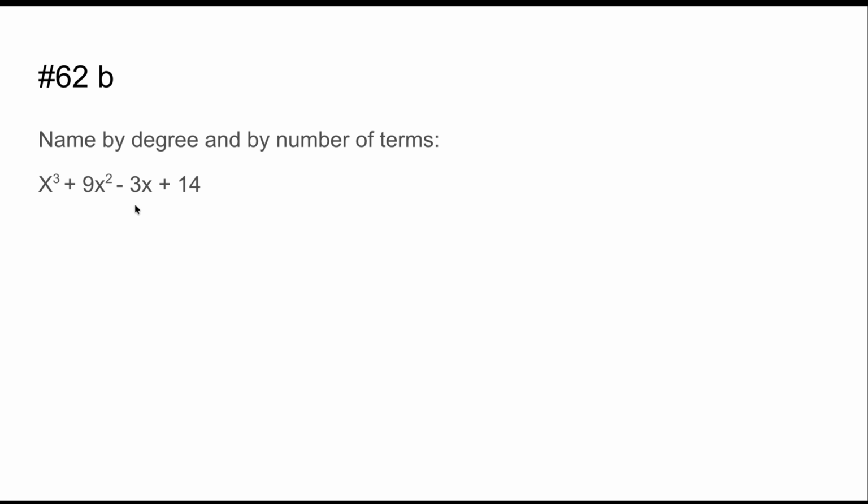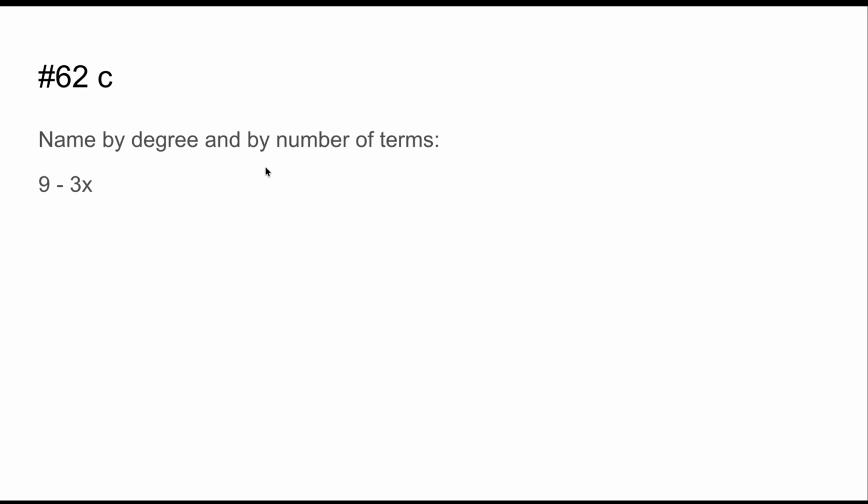Okay, we have 1, 2, 3, 4 terms. And the highest power here is x cubed. So this is a cubic. That's what things with a power of 3 are called. 4 terms.